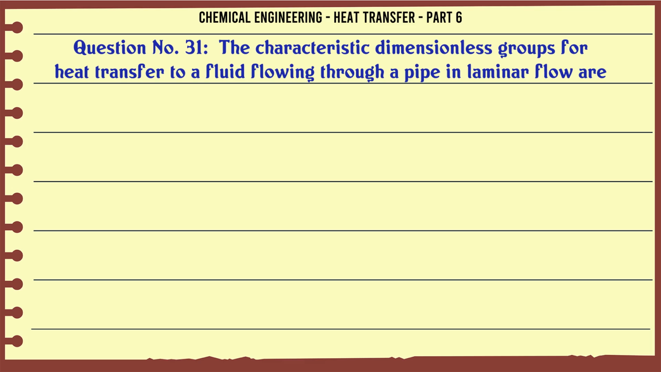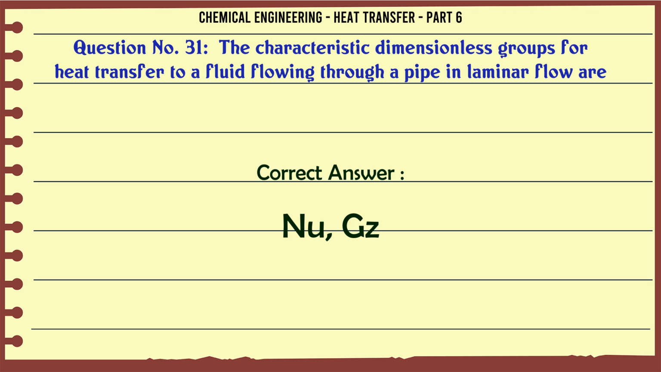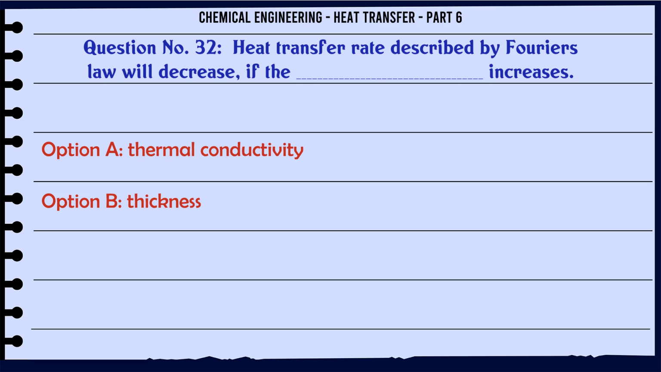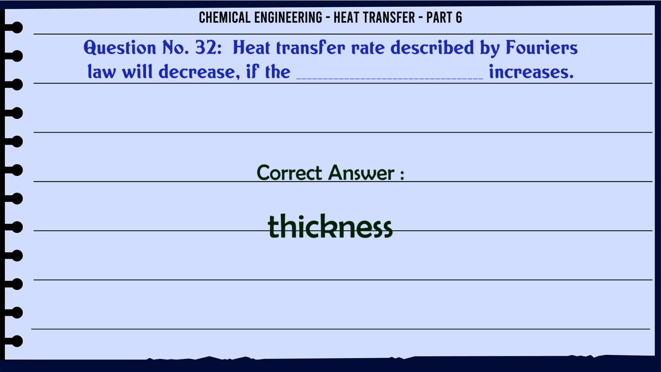The characteristic dimensionless groups for heat transferred to a fluid flowing through a pipe in laminar flow are A Re, Gz, B Nu, Pr, C Nu, Pr, Re, D Nu, Gz. The correct answer is Nu, Gz. Heat transfer rate described by Fourier's law will decrease if the following increases: A thermal conductivity, B thickness, C temperature difference, D heat transfer area. The correct answer is thickness.